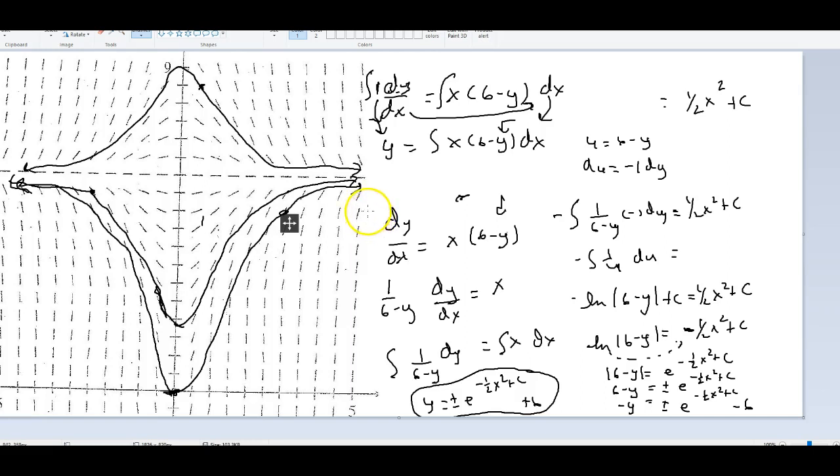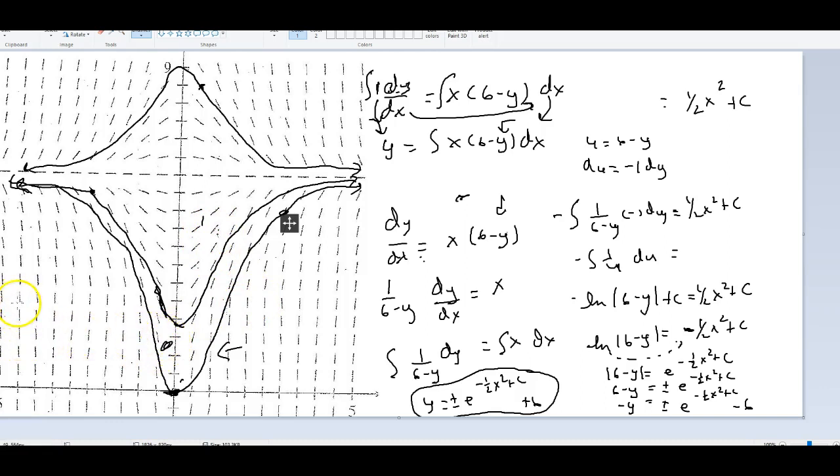Okay, now to get the one that goes through the point 0, 0, this graph right here, I need to plug in 0 and check my initial conditions. So I'm going to go ahead and do that. Plug in 0, 0. So now I'm going to go over to the left so I can write someplace else. I hope I can find a place to write. Let's go way over here.